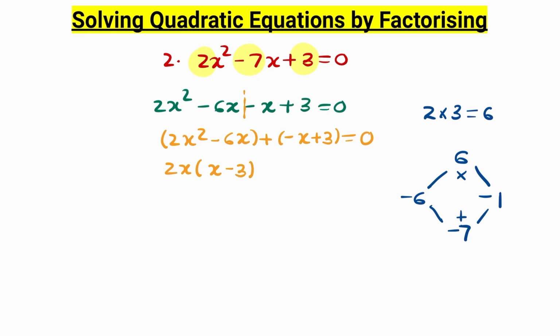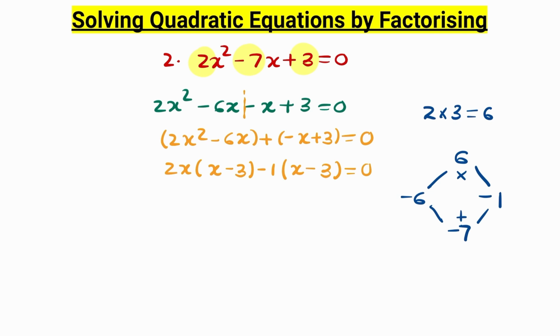Now we can factorize the next set of brackets so that what is within the brackets will be equal to x minus 3. How can we do that? We can take minus 1 out. What is remaining within the brackets then? x minus 3 equal to 0.